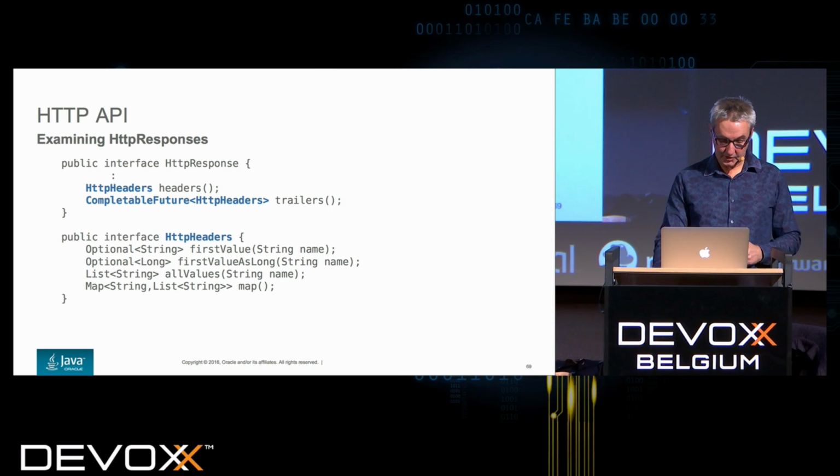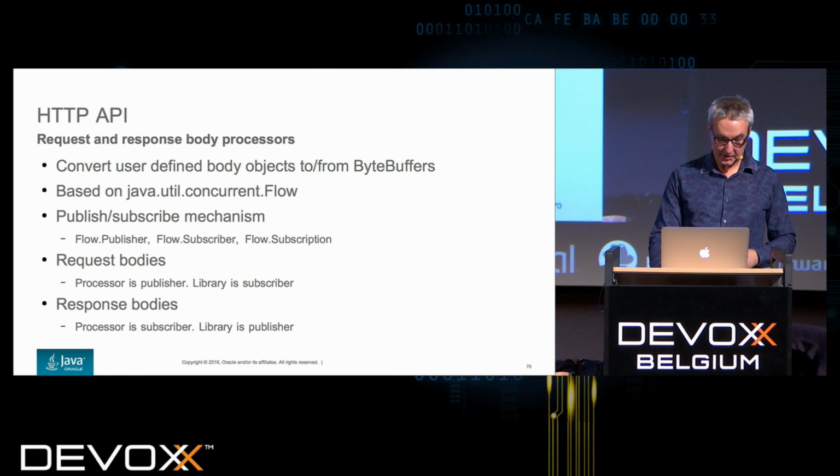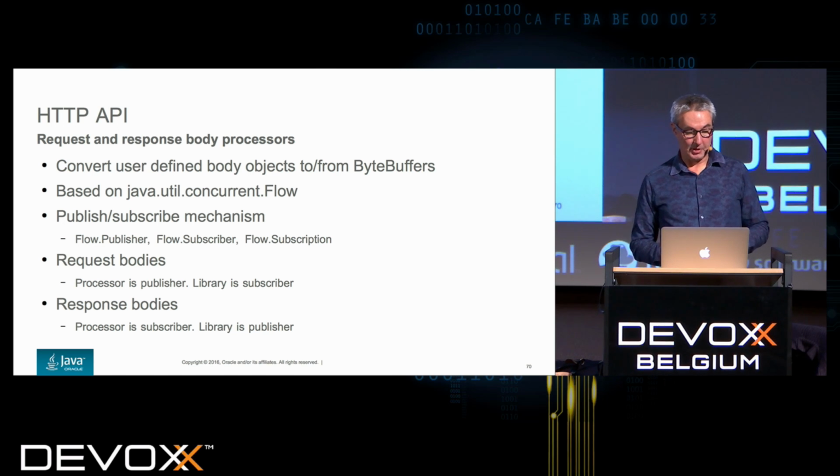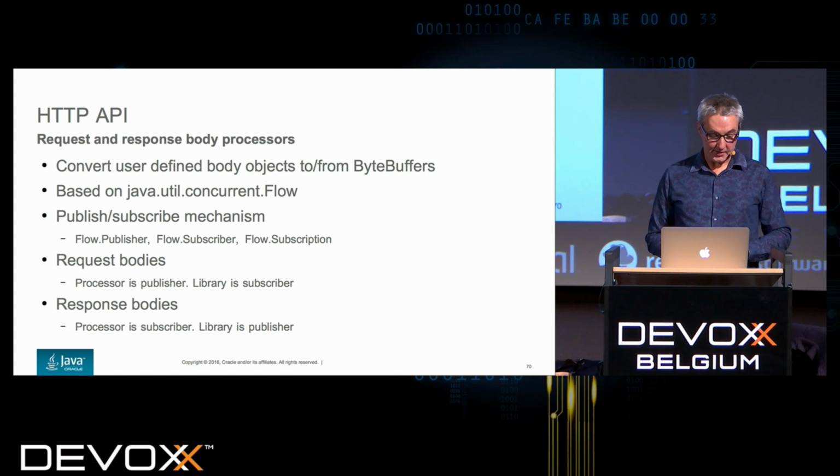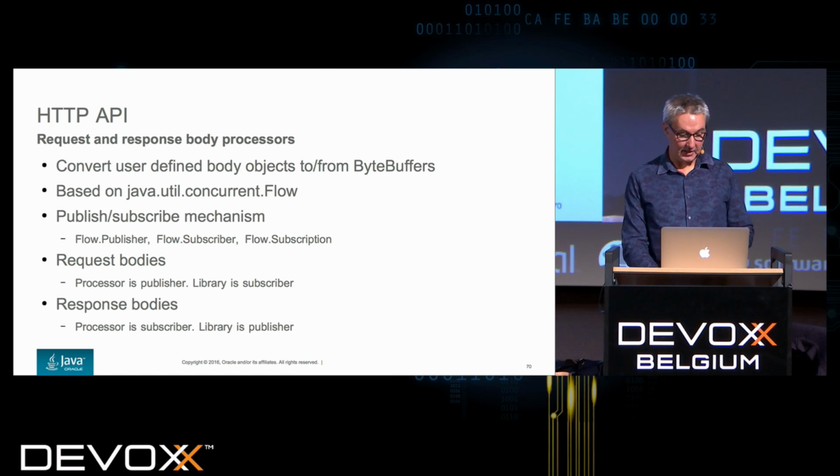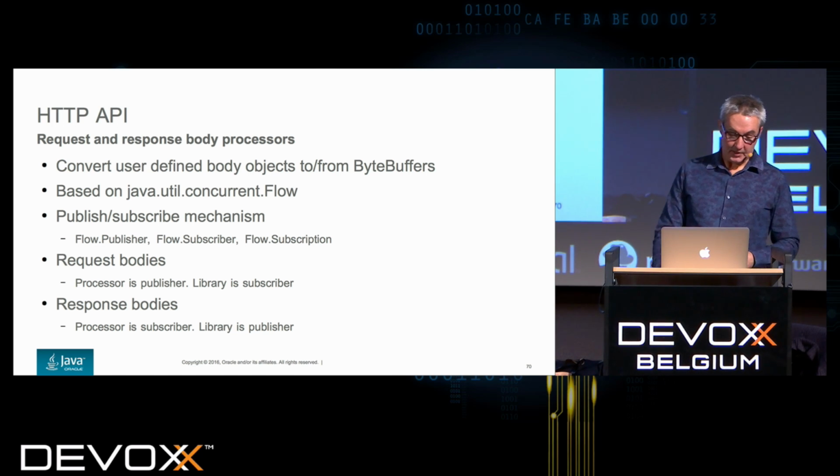Okay, so to go on to something a little more advanced, we'll just take a quick look at the request and response body processor functions. As I mentioned earlier, the purpose of these interfaces is simply to convert between user-defined body types and sequences of byte buffers, which is what the library needs to send and receive on the network. And this is based on the java.util.concurrent.Flow API, which has been added recently in JDK 9.